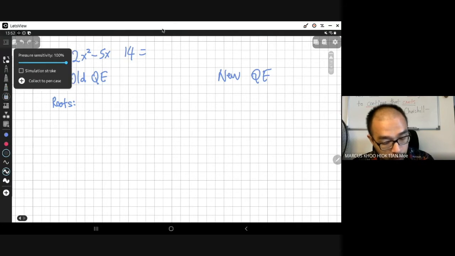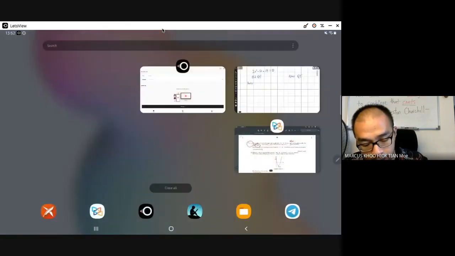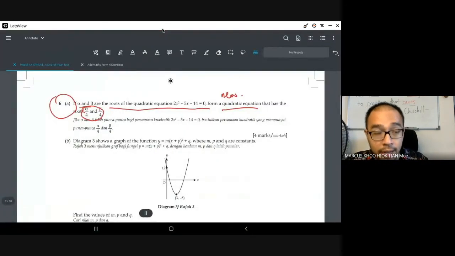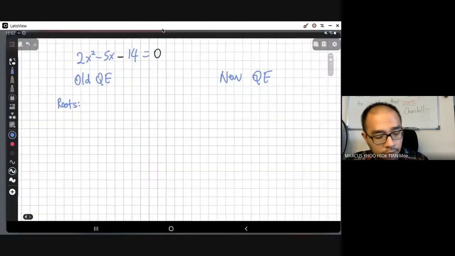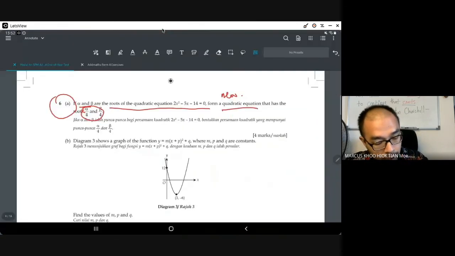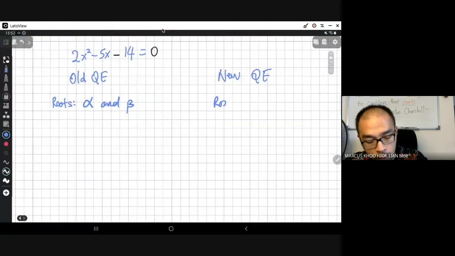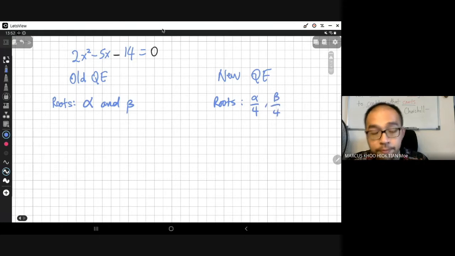Okay. Minus 14 equals to 0. Dan dia cakap, the roots are alpha and beta. Okay, but alpha and beta pun boleh lah. Manakala the new quadratic equation yang kita mau cari, the roots are alpha over 4 and beta over 4.